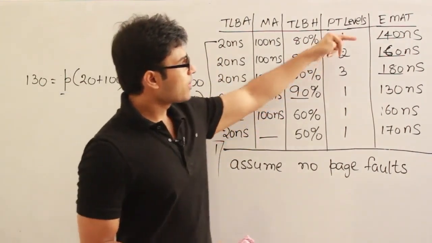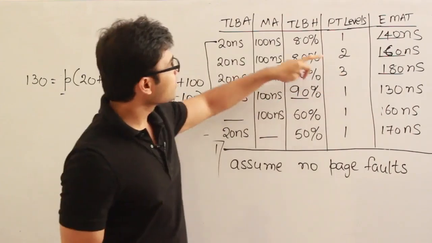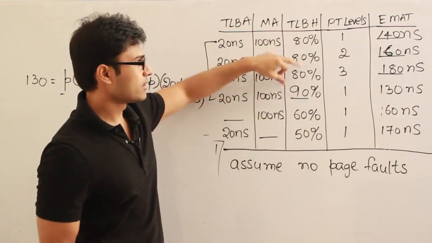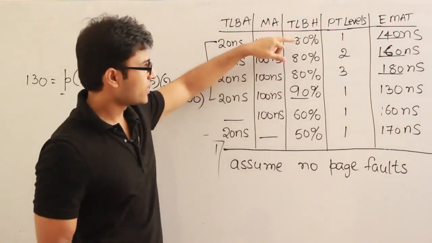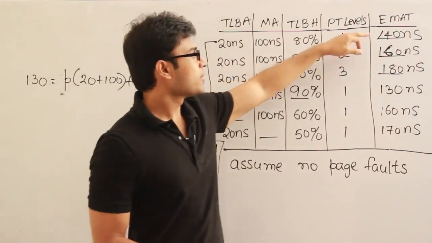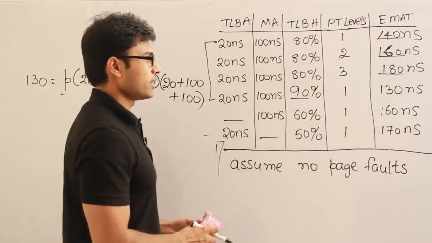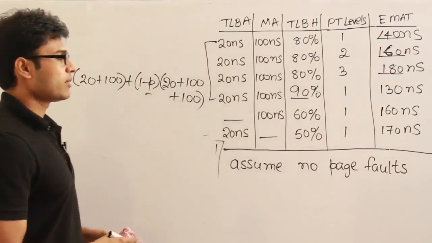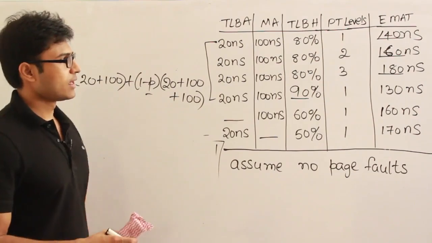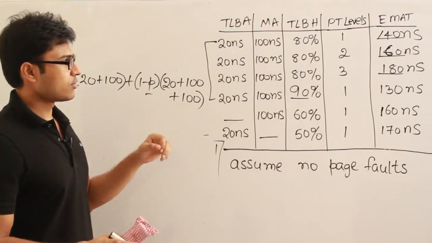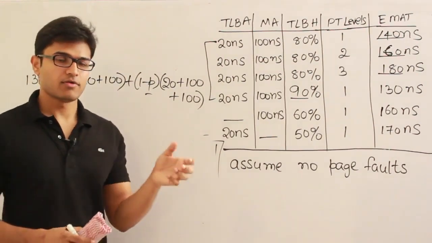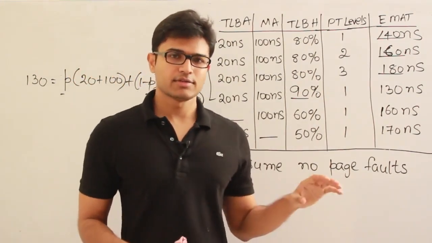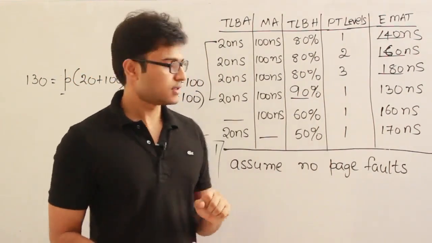Now the effective memory access time is decreasing, and therefore the hit rate should be increasing. So when the hit rate increases, then the effective memory access time decreases. I think you are following it. What I mean to say is, when you increase the hit rate, then the effective memory access time will automatically decrease. If you have the required information in the TLB more often, then the time taken on average is going to decrease, isn't it?